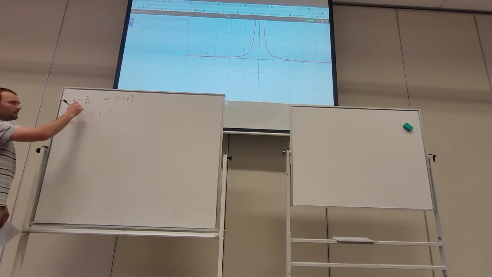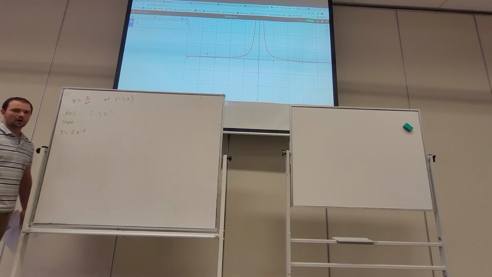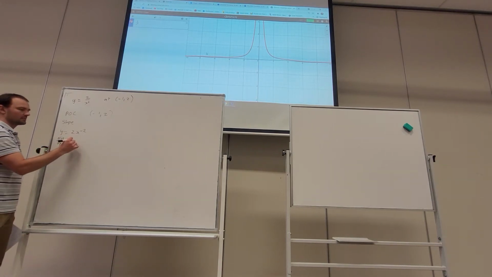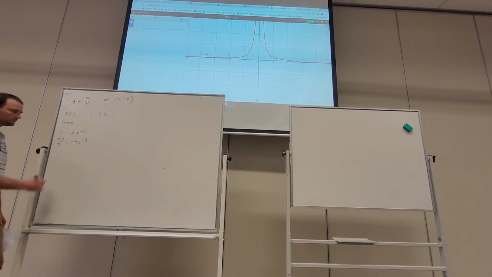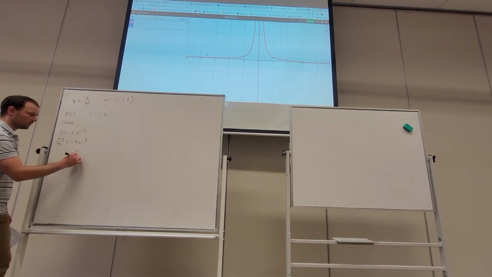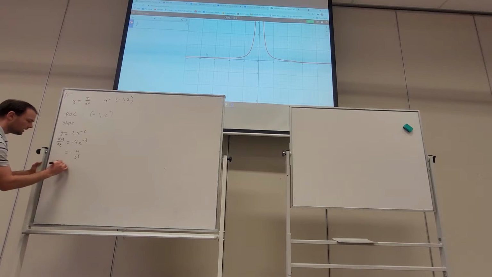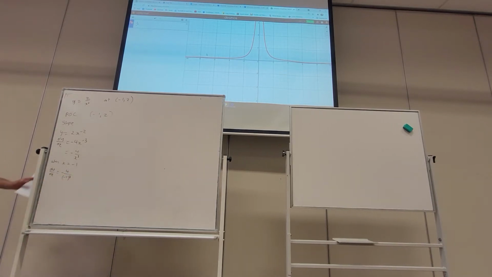Okay, so we have y is 2 on x squared, which is 2x to the minus 2, which means dy on dx is going to be minus 4x to the minus 3, which is minus 4 on x to the power of 3. Now when x is minus 1, dy on dx will be minus 4 on top of minus 1 to the power of 3.